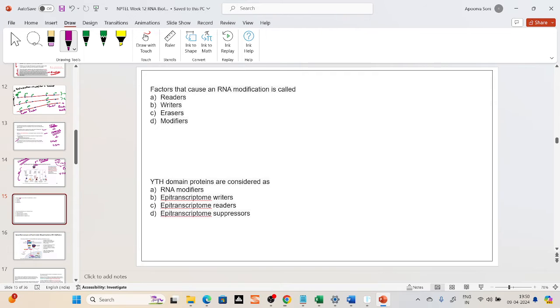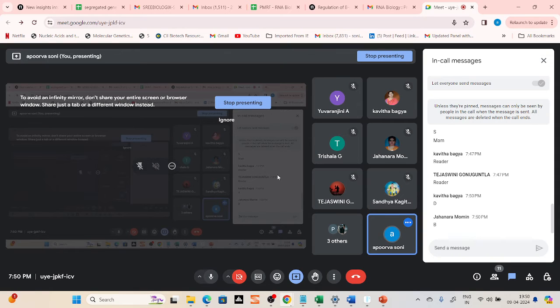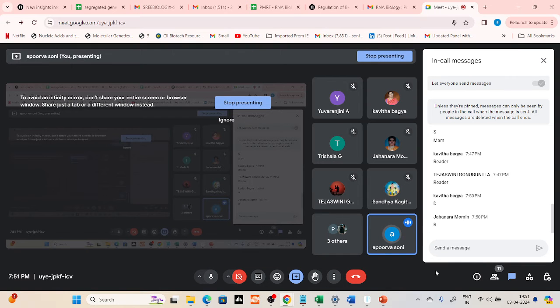Okay, now I'm switching the screen. Kavita has answered reader. Tejaswini has answered reader. Then Kavita has again answered D, modifiers. Jahanara has answered B, which is writers. I want more participation. We have very different varieties of answers.